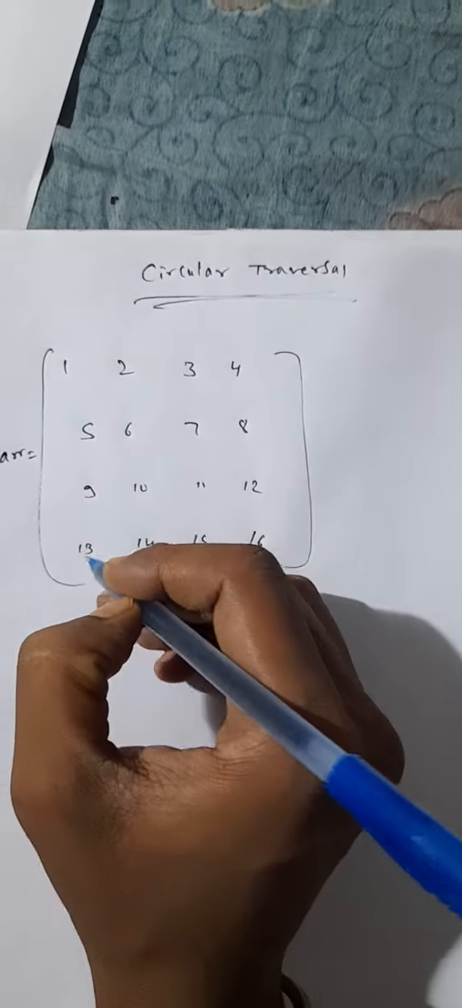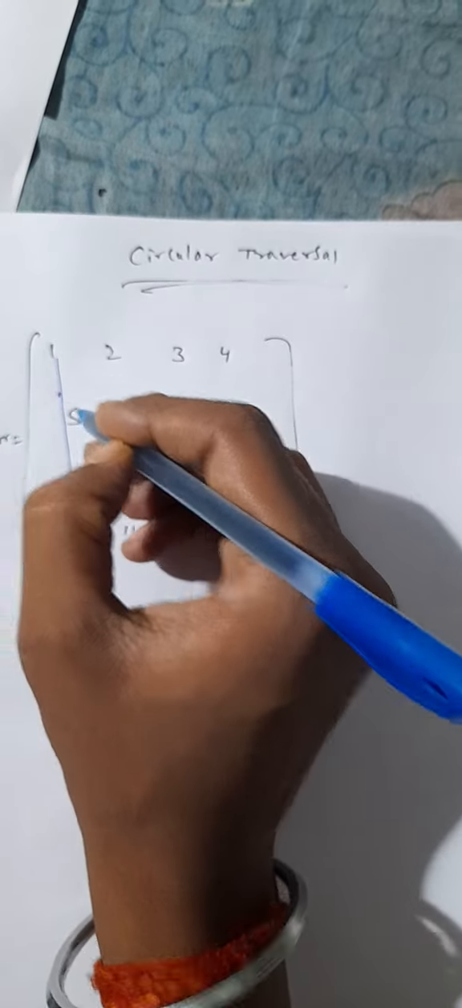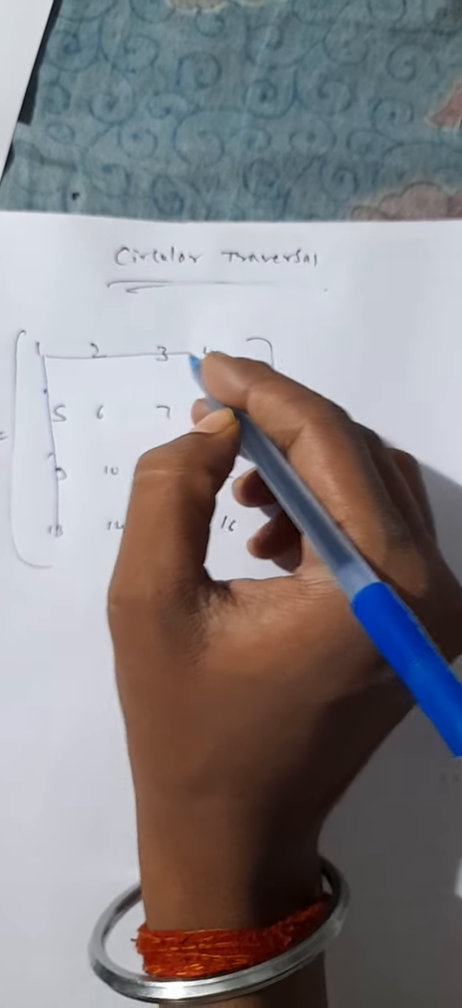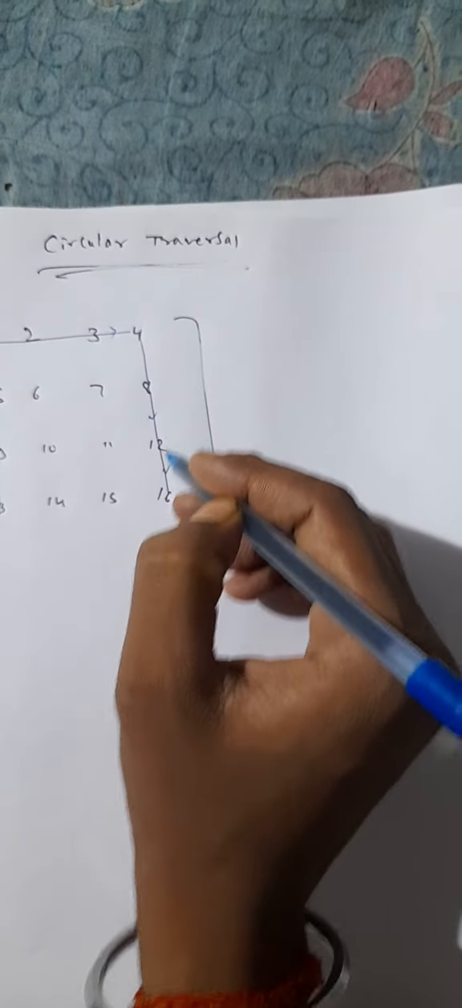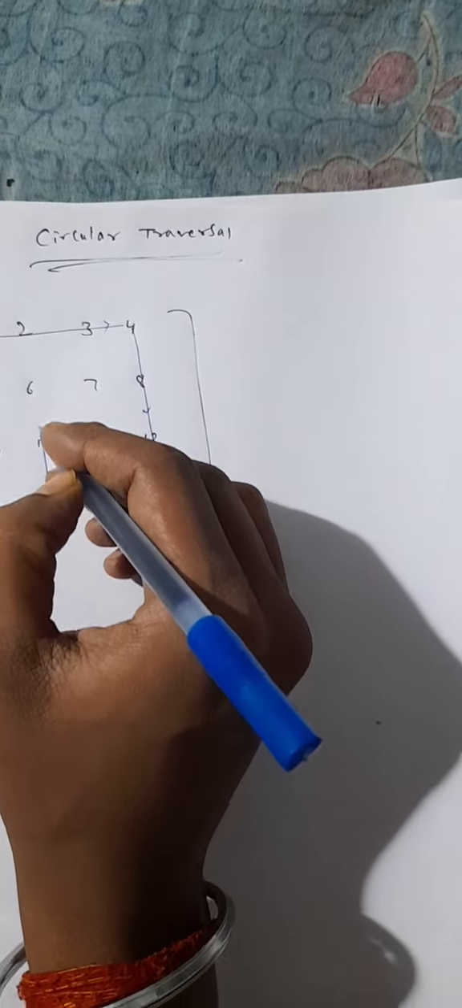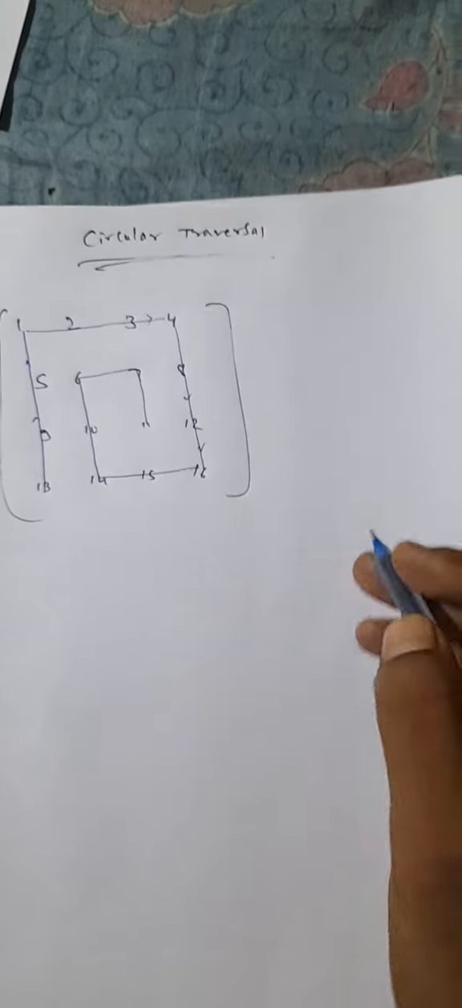So guys, we have a matrix and we have to traverse this matrix in a circular way. Like we have to go up first, and then we have to go left to right, up to down, top to bottom, like this. Okay, we have to print like this. So how can we print like this?